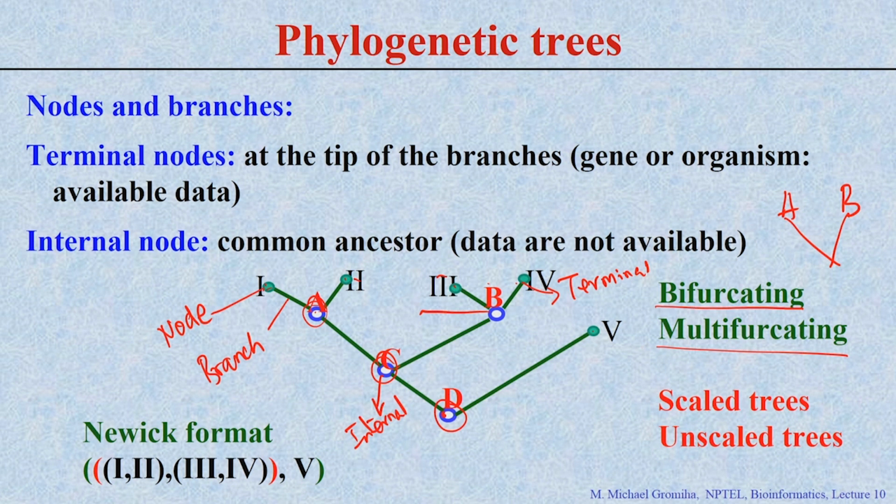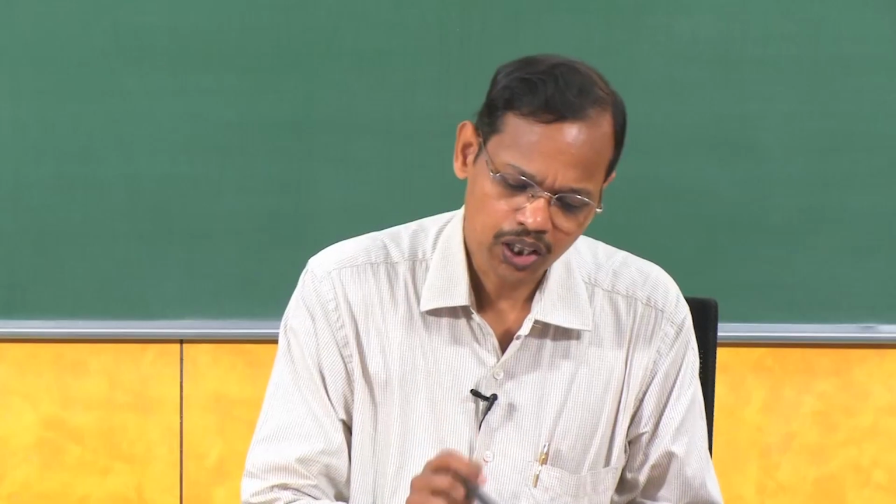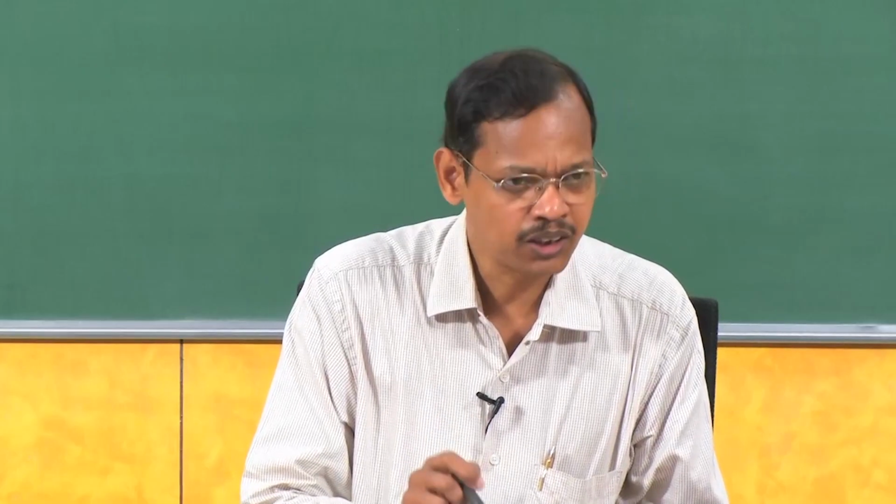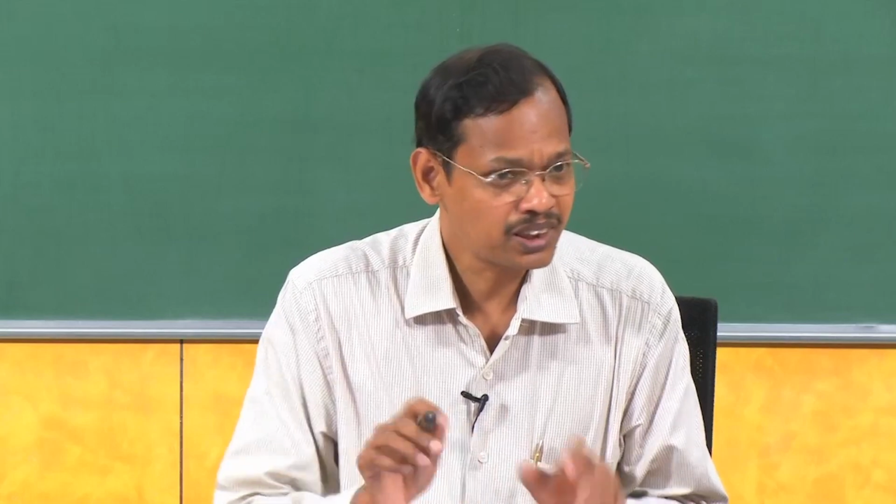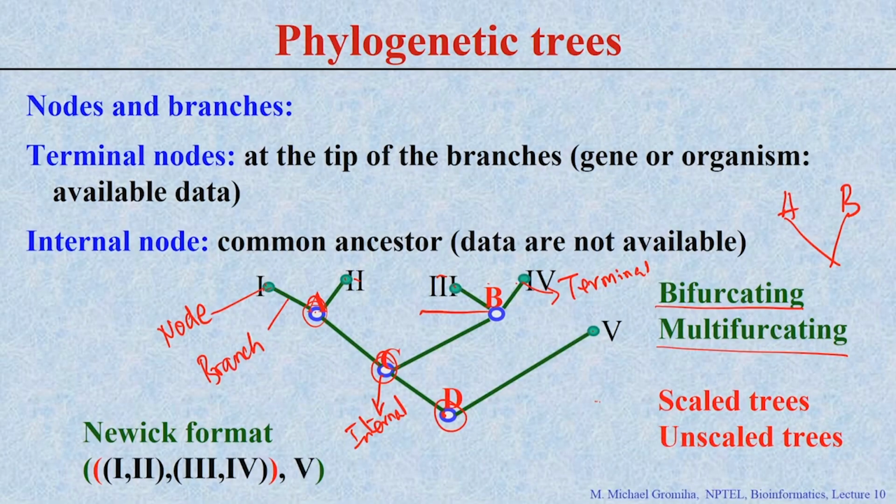And another aspect is, in some cases you know how long it takes from one organism to another organism, in some cases we do not know. So, this will tell you the scaled trees and the unscaled trees. If it takes 100 years or 10,000 years, and you can scale it, then this is called a scaled tree, and if you do not know the time, then in that case you call this an unscaled tree.